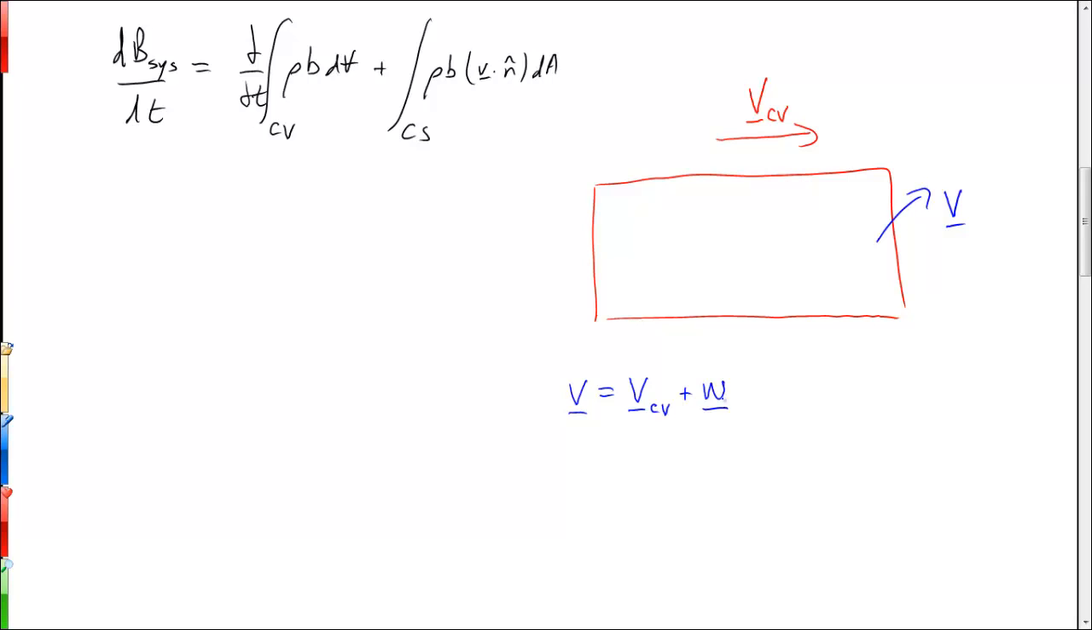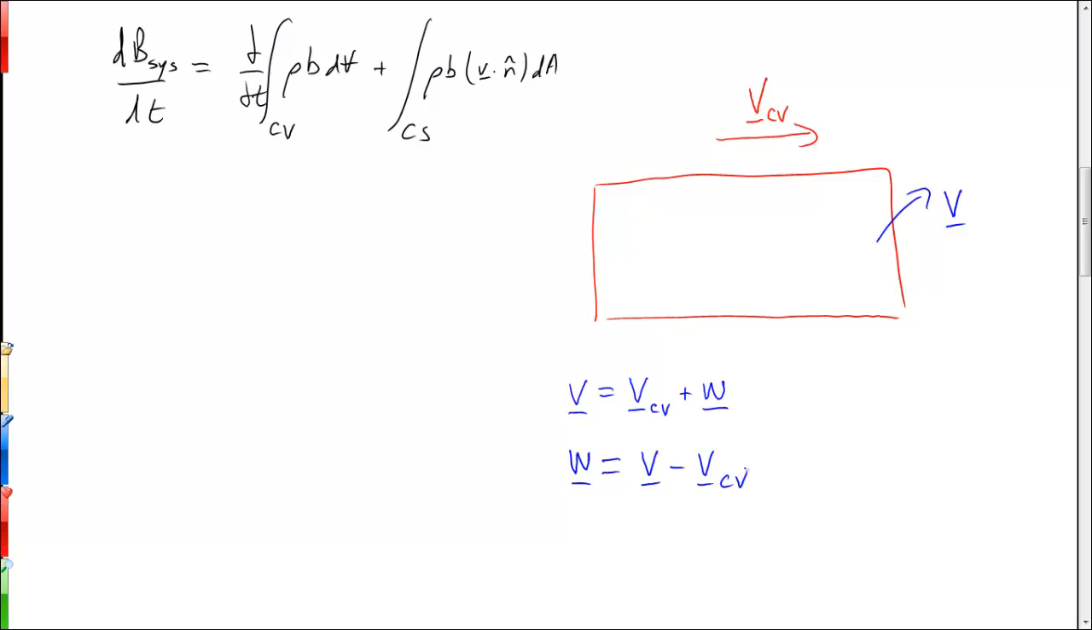This is exactly what you did in your dynamics class when you were dealing with translating or rotating systems. And we can rearrange this to show that the relative velocity, of course, is equal to the absolute velocity minus the velocity of the control volume.